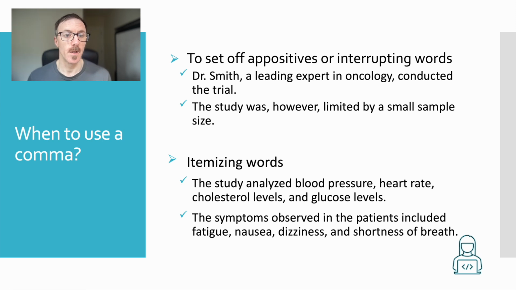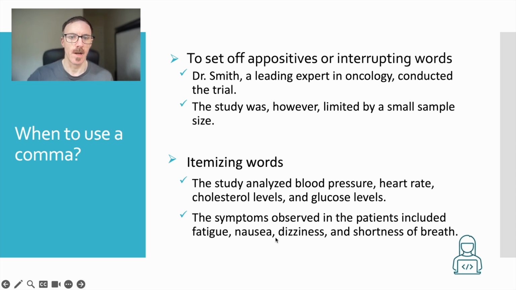Next example of comma use is when we itemize words. So when we have a list, here we can see the study analyzed blood pressure, heart rate, cholesterol levels, and glucose levels. So here the commas help clearly separate each symptom in the list, or each assessment in the list, ensuring readability. The Oxford comma before and glucose levels maintains clarity and consistency.